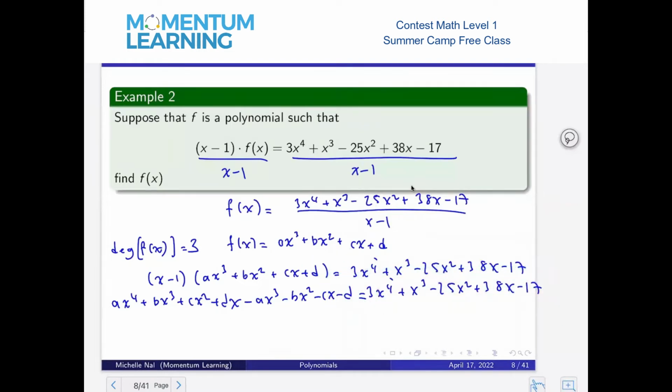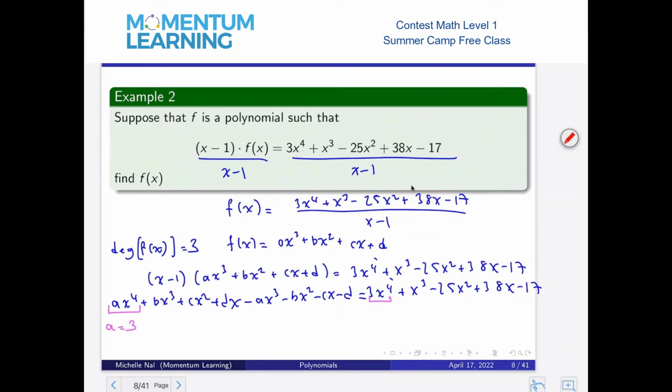Okay, and then we just found a, right? Because you know that the left-hand side is ax to the 4, right-hand side is 3x to the 4. So that means a is equal to 3. Now, the only thing left is to make sure the coefficient of x cubed is equal, x squared is equal, and so on, right?